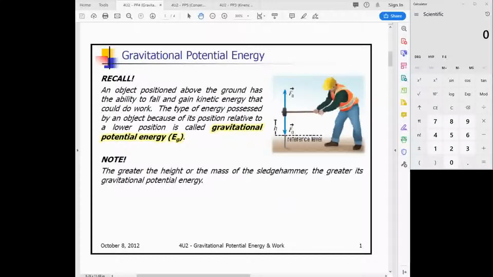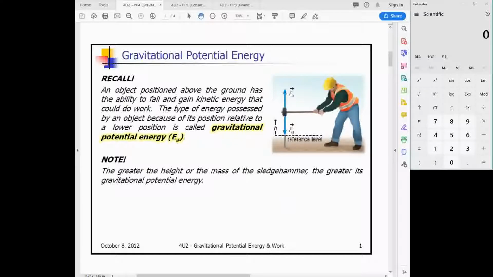Gravitational potential energy is a term we use for the energy possessed by an object that has been raised to a position higher relative to a lower position. So in this situation, if we have a person with a sledgehammer, the gravitational potential energy of the sledgehammer is higher, or greater, the higher the sledgehammer is. And it is lower the closer the sledgehammer is to the reference level. So note, the greater the height or the mass of the sledgehammer, the greater its gravitational potential energy.